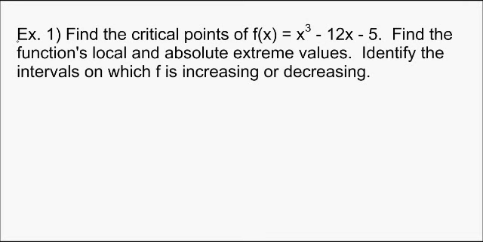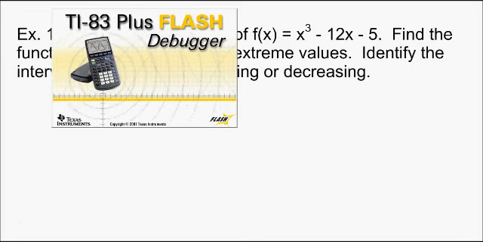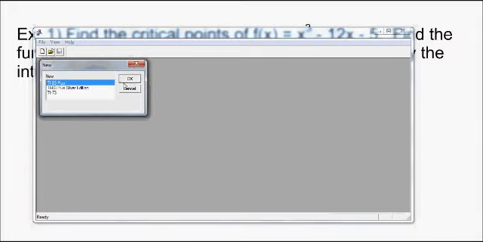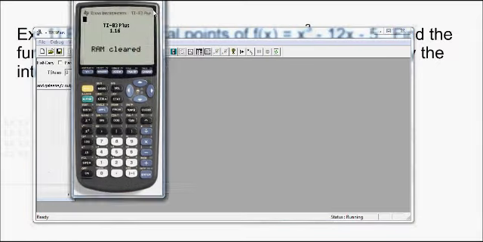Example 1. Find the critical points of f of x equals x cubed minus 12x minus 5. Find the function's local and absolute extreme values. Identify the intervals on which f is increasing or decreasing. The first thing that I want to do here is quickly just look at the graph of this function. Then we're going to solve this analytically, but let's look at the graph first.